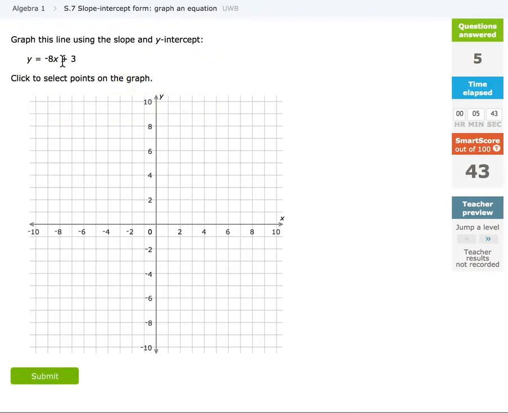The y-intercept is +3, and the slope is -8. So let's start with +3 on the y-axis again. And from here, we will go down 8 because that's a -8. 1, 2, 3, 4, 5, 6, 7, 8 units down and over 1, always to the right. And there it is.